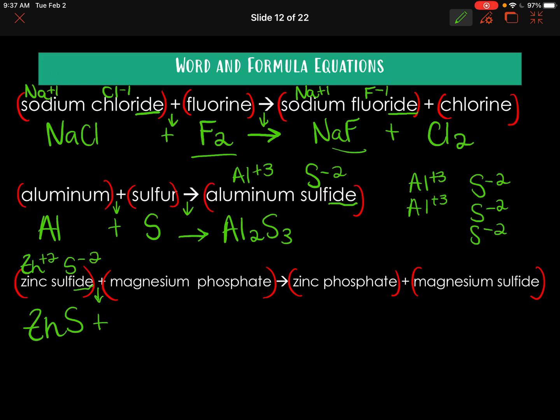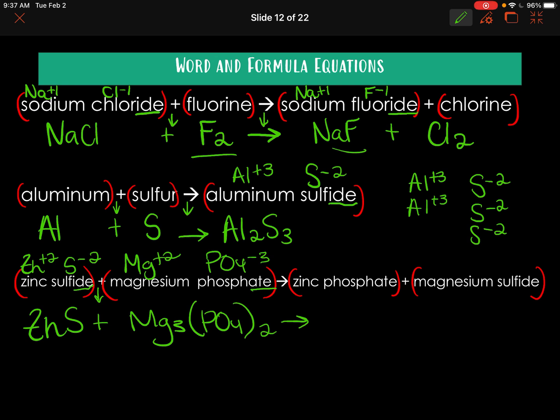Then I have magnesium phosphate. Magnesium, I look on my periodic table, is Mg +2. Phosphate is PO4. This is a polyatomic ion, ends in -ate. PO4 -3. So to balance those out, I'm going to have 3 +2 magnesiums and 2 -3 phosphates. Okay. Now zinc phosphate. Zinc we said was +2. Phosphate was PO4 -3. And so my formula is going to be Zn3, so 3 +2 charges and then 2 -3 charges.